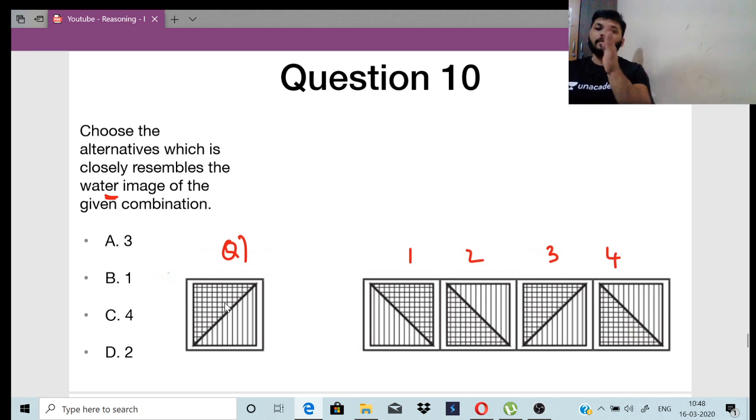Mirror image मतलब सामने. Mirror image is front of you. Water image is down to you, right? Water image देखा है ना? ये बहुत टिकटॉकर्स डालते रहते हैं वीडियोस, हाँ? Water image is down to you. So in down to you, what will be the water image of this question? 1, 2, 3, 4. So give the right answer.